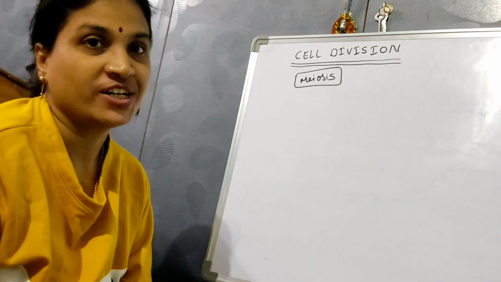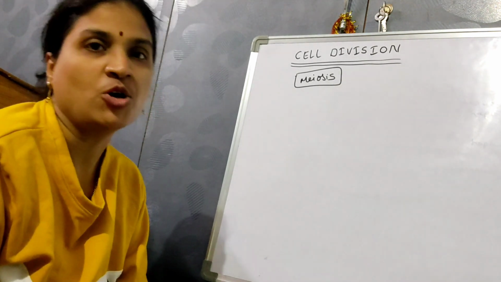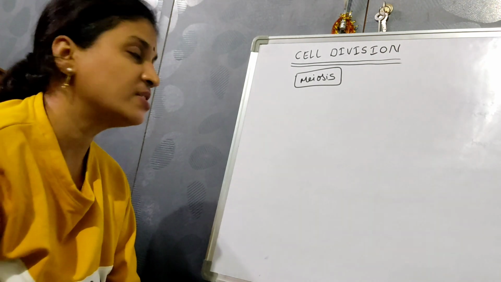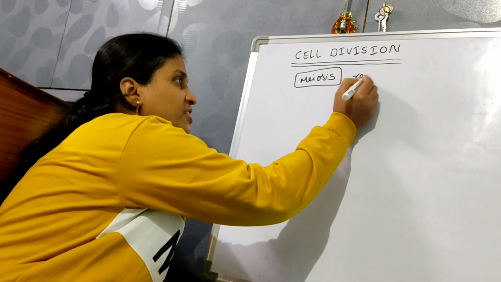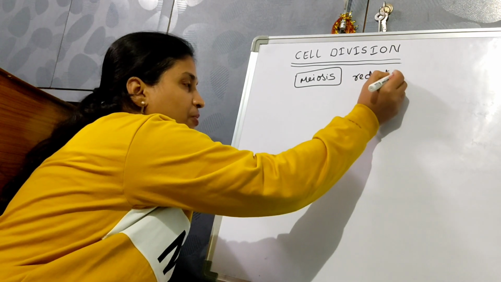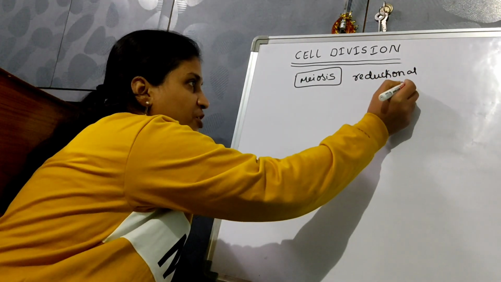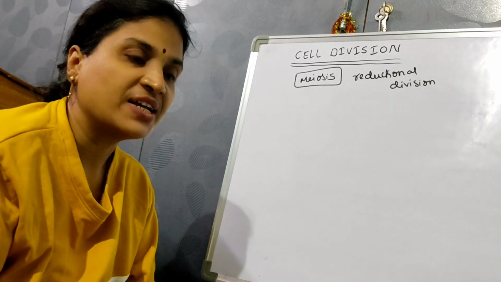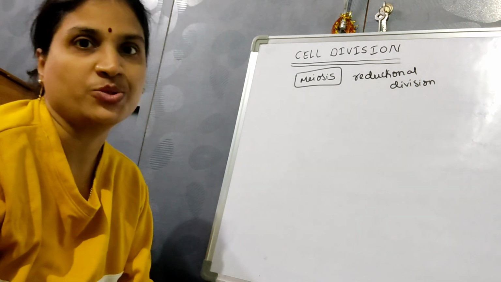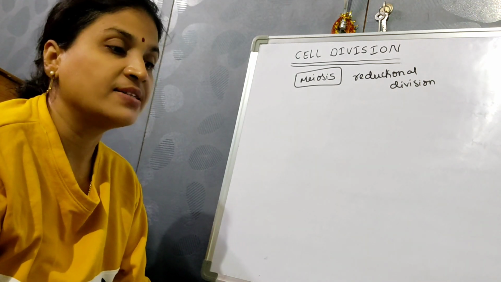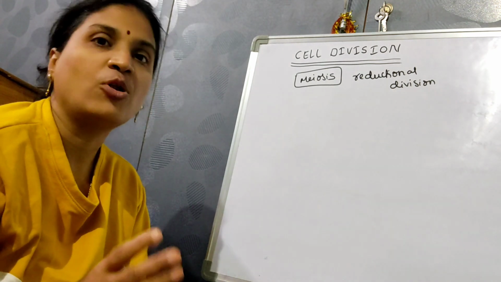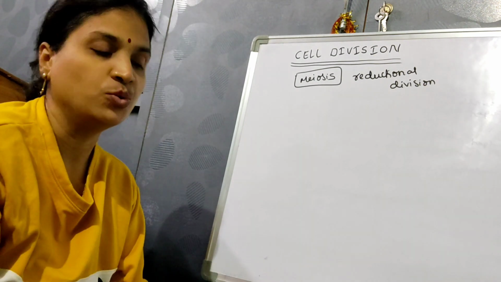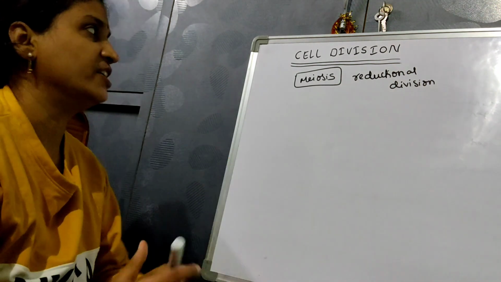In this video, we are going to study another cell division called meiosis. Meiosis is also called reductional division. This type of cell division mainly takes place in the reproductive cells, such that it results in the formation of a haploid set of chromosomes, where the number of chromosomes is halved, reduced. So that's why it's called reductional division.